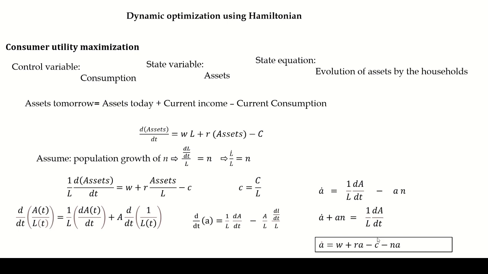This equation is all in per capita terms, and this is what we will use in our Hamiltonian dynamic utility maximization for consumers. This will be our budget constraint, and as we can see, it is dynamic because it involves the rate of change. What it says is that the value of tomorrow's assets will depend on today's action. So this is the budget constraint that we will use for the optimization.